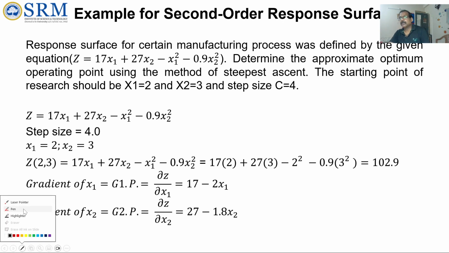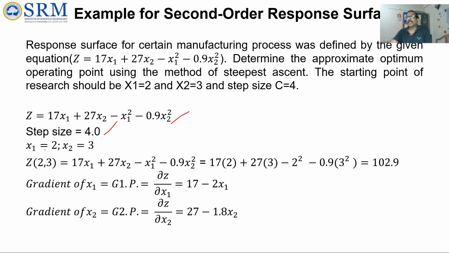So step size given, equation given, x1 and x2 value given in the problem itself. C also, step size is what? This is C. This is also given. Then substituting the 2,3, we will be getting this equation, and 1 or 2.9 is the response for the current operating condition. Then we need to play with the coordinates so that we know whether improvement is there or not.